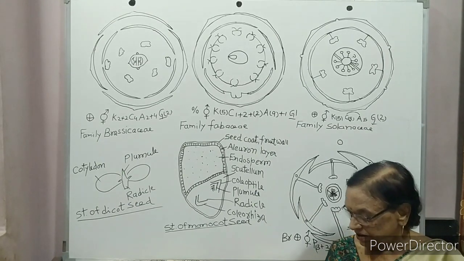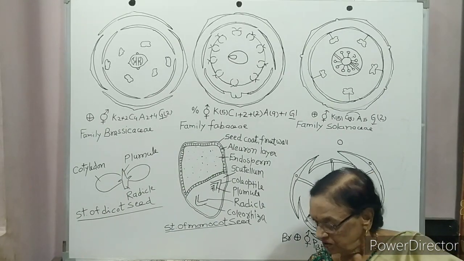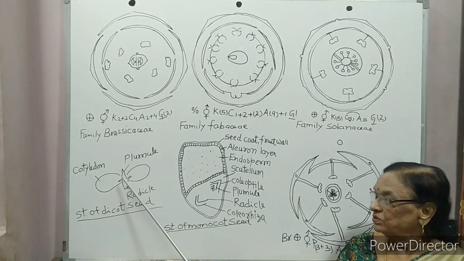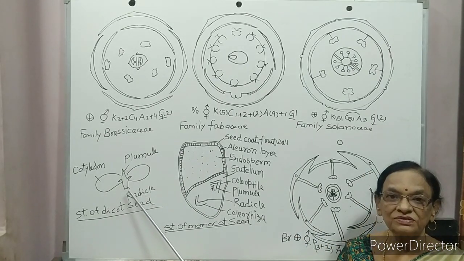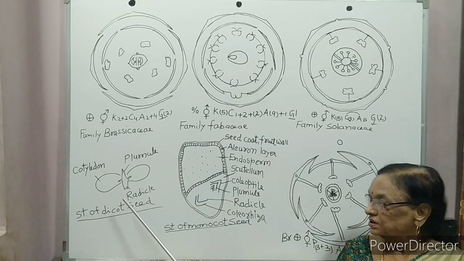Seed has an embryo axis. What is an embryo axis? It is the part which develops the embryo. This is the embryo axis. This embryo axis is differentiated into two parts.